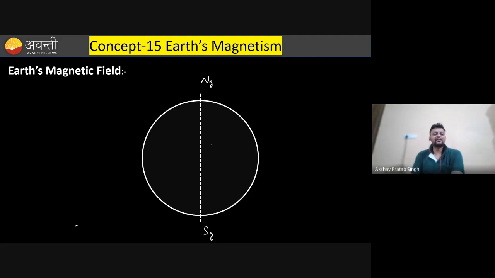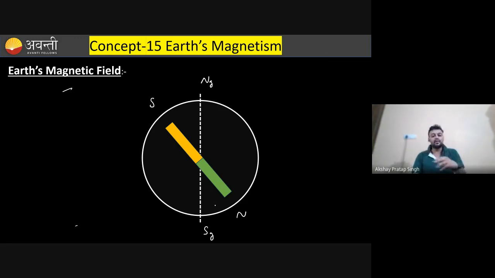Okay, I am audible. Okay, done. Now, what I was saying, the Earth behaves as a bar magnet. So, where is the South Pole and where is the North Pole of the Earth? It was observed that near the geographical north, there is the South Pole of the Earth. And near the geographical south, there is the North Pole of the magnet.